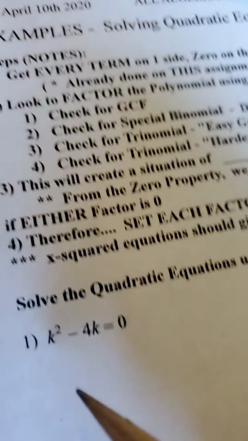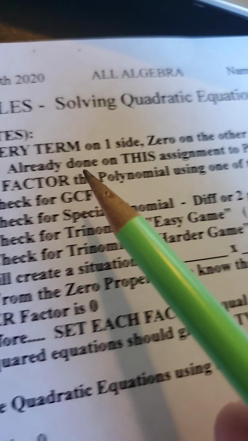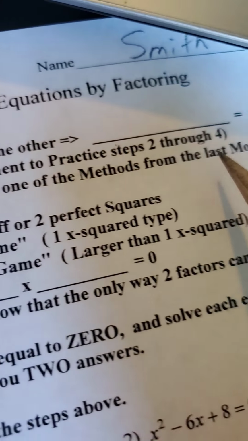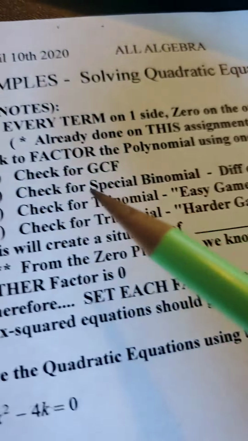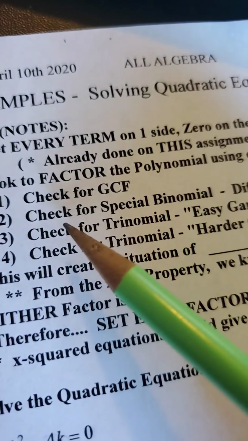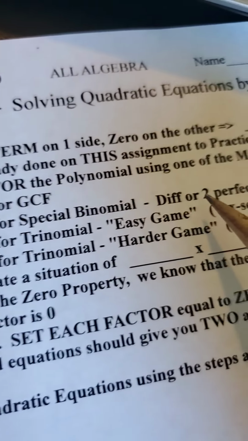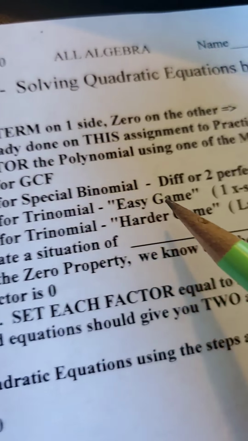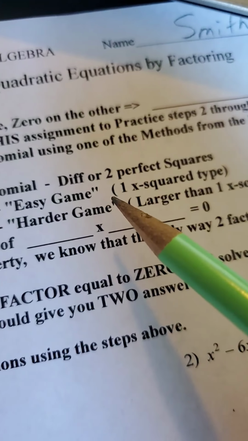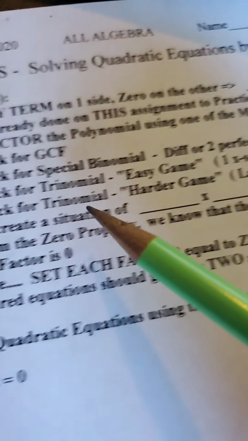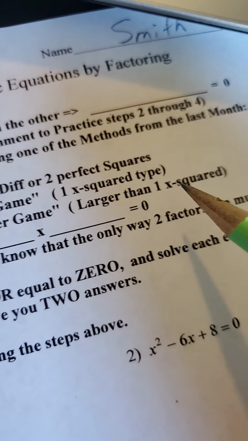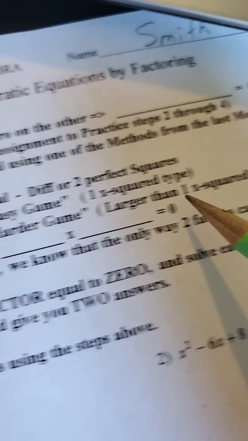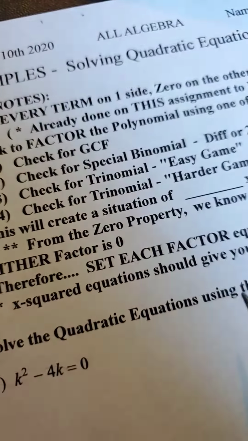Step 2, once you get everything on one side, look to factor the polynomial using one of the methods we've done the last month. Look for a GCF, check and see if it's a special binomial or difference of two perfect squares, check and see if it's a trinomial, 1x squared, easy math game, or check and see if it's a trinomial harder math game where it's bigger than 1x squared. I do not have any of those types on today's homework.